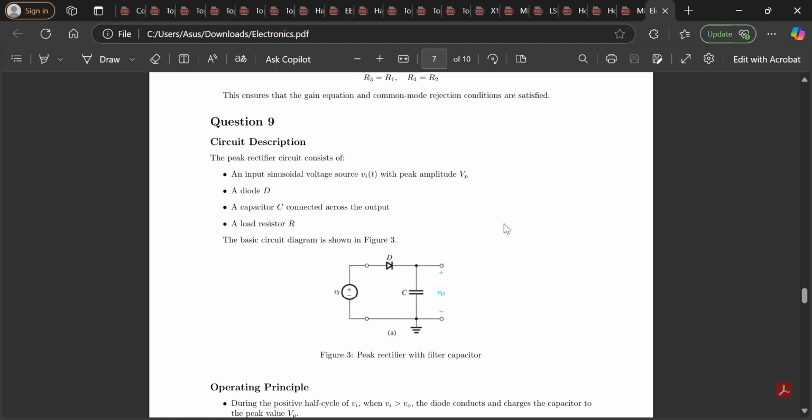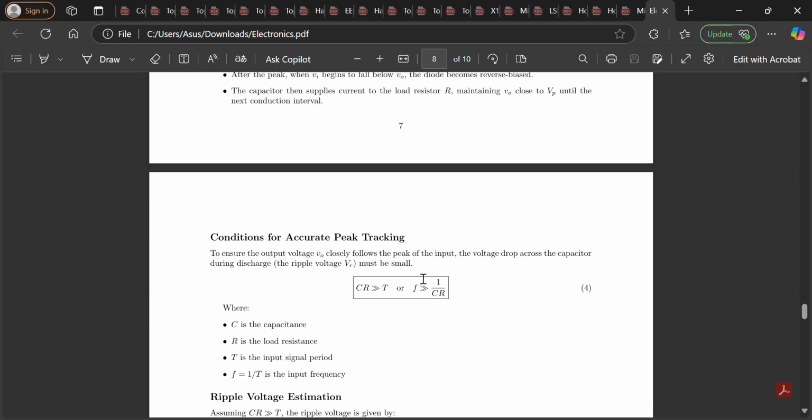Peak rectifier. A peak detector holds the peak of a sinusoidal signal using a diode and a capacitor. When the input voltage is larger than the output voltage, the diode conducts and the capacitor charges to the peak. When we switch this terminal, the diode turns off and the capacitor slowly discharges through the load resistance. Key condition we can see here.